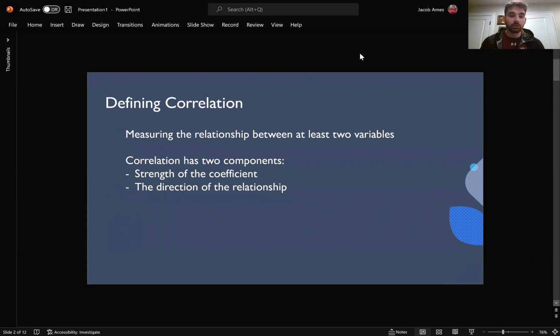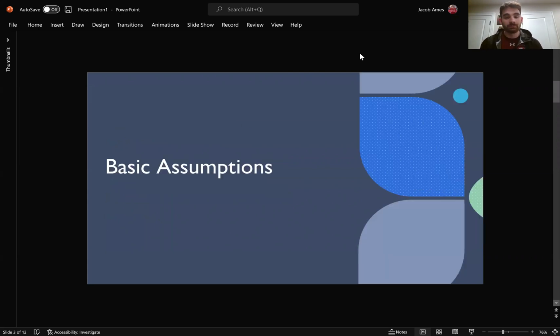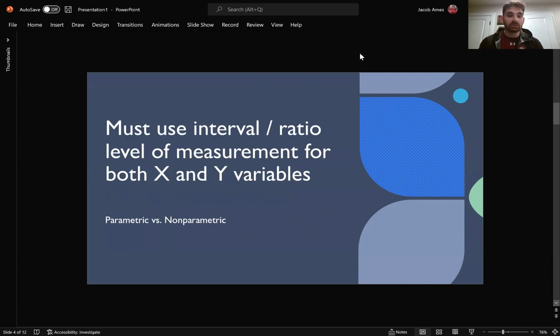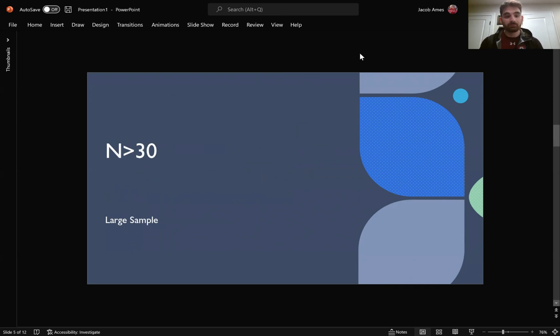Correlation has two major components. That's the strength of the coefficient and the direction of the relationship. And we'll talk about both a little bit more as we keep going. There are several different basic assumptions that need to be met when doing a correlation analysis. First, you must use interval or ratio level of measurement for both X and Y variables. This is referred to as parametric. There are non-parametric correlational tests that we can do, but we're going to focus on parametric just for this example.